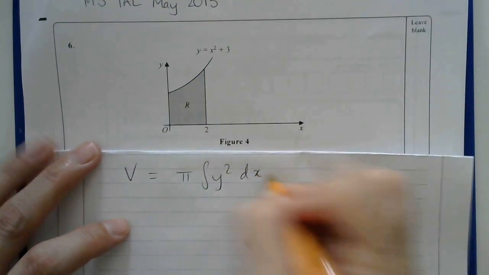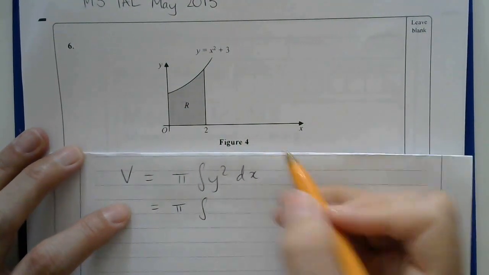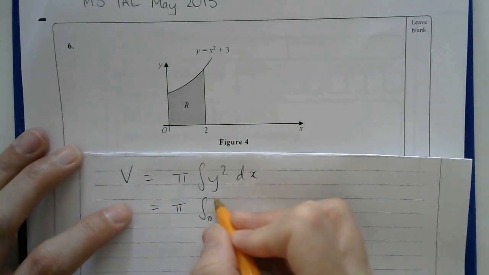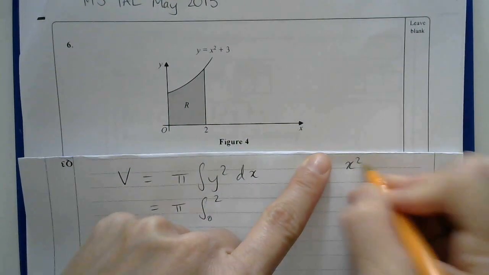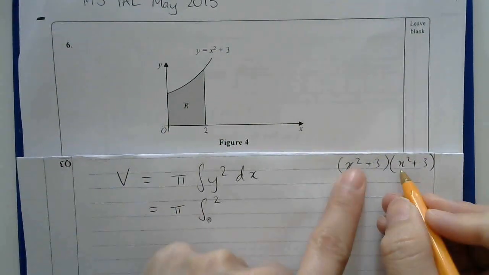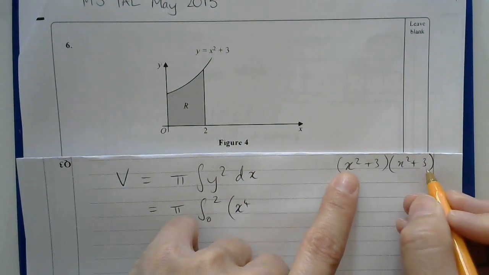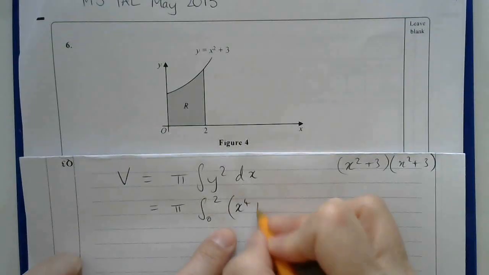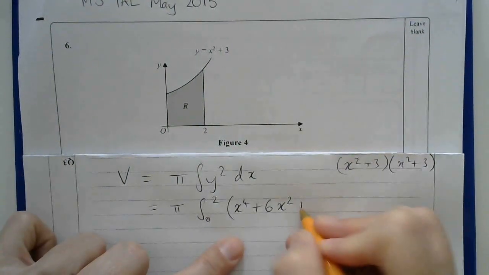squared dx. So here I'm doing pi, I'm integrating from 0 to 2. This expression squared, so I would have x squared plus 3 multiplied by x squared plus 3, and so that will give me x to the power of 4 plus 3x squared plus another 3x squared, so altogether 6x squared plus 3 times 3, which is 9.